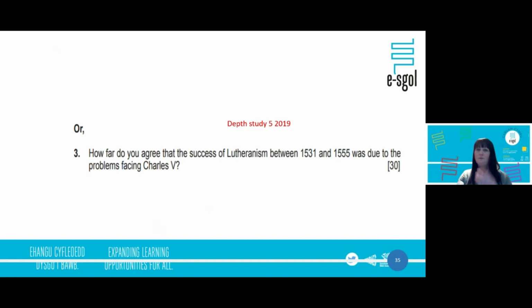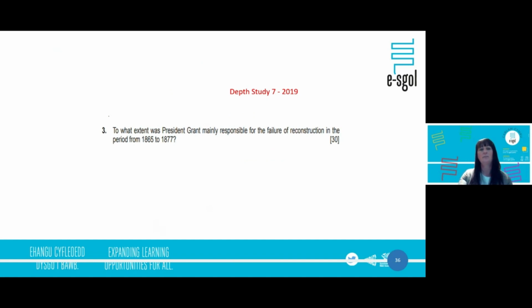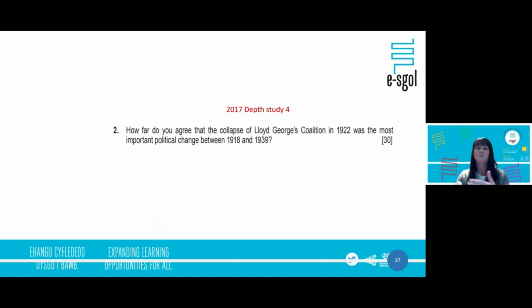We've got Depth Study 5 here, which is 2019. How far do you agree that the success of Lutheranism between 1531 and 1555 was due to the problems facing Charles V? Depth Study 7 here, to what extent was President Grant mainly responsible for the failure of Reconstruction in the period 1865 to 1877? Now that you're seeing all of these questions, you could perhaps make a question up from part of the module that you've already covered, using these sorts of question stems to practice. That's really good revision.